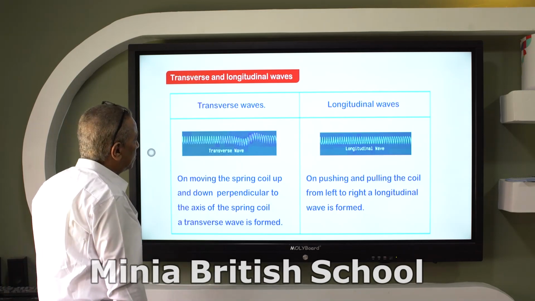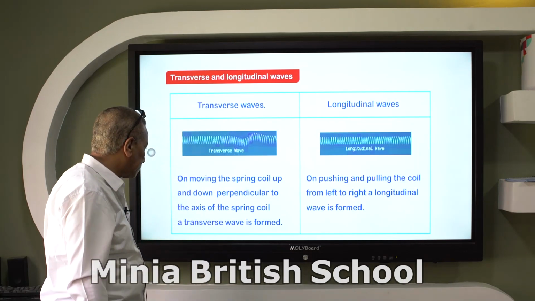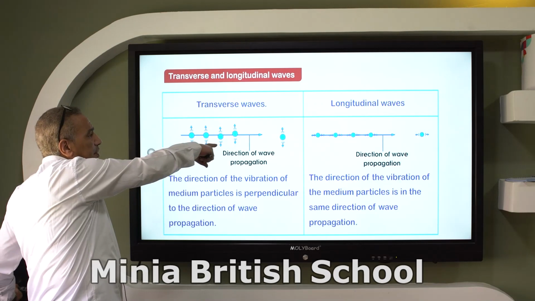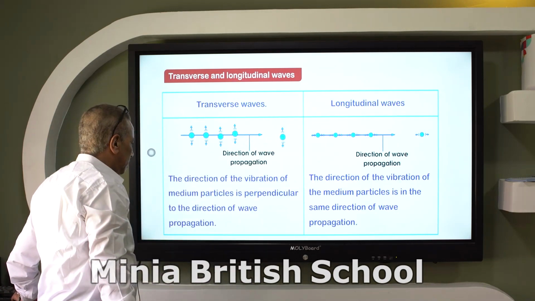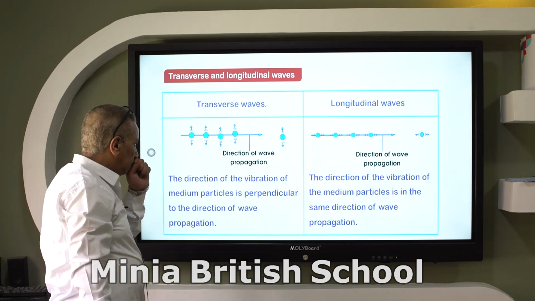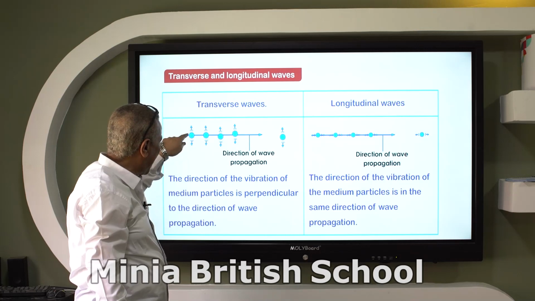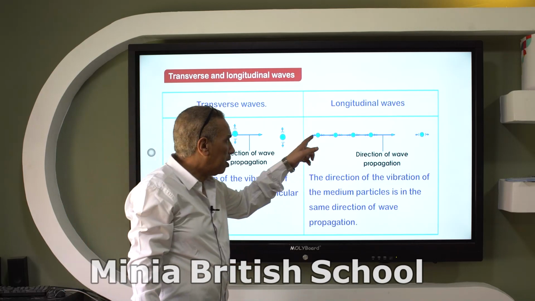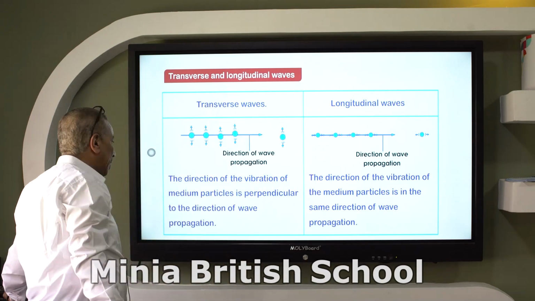This is the transverse wave, and this is the longitudinal wave. In the transverse waves, particles of the medium vibrate up and down. Particles of the medium vibrate right and left in the case of the longitudinal waves. So, the particles of the medium vibrate perpendicular to the wave propagation direction. Here, particles of the medium vibrate along the wave propagation direction.